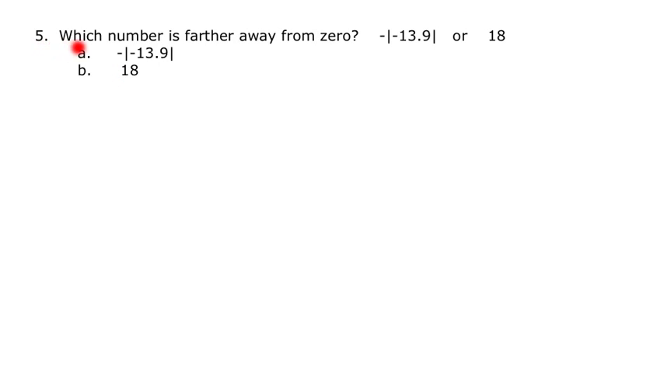Question number 5. Which number is further away from 0? Negative the absolute value of negative 13.9 or 18? And the answer is B, because A would be negative 13.9 and B is 18, so which one is further from 0? It would be 18.